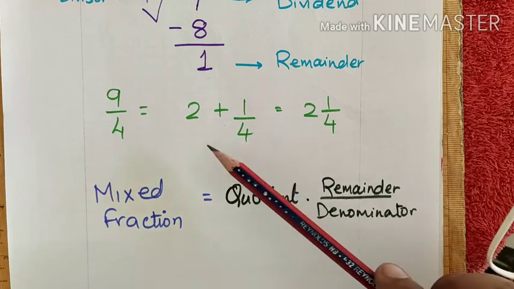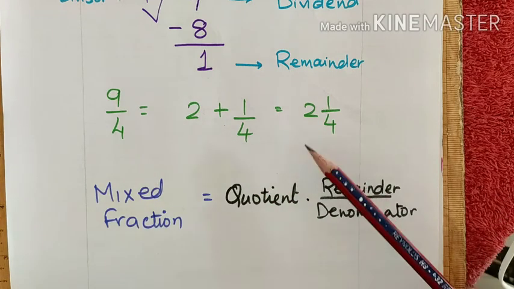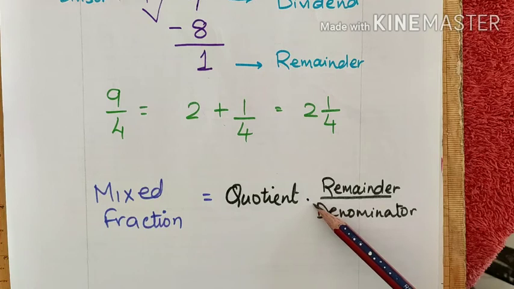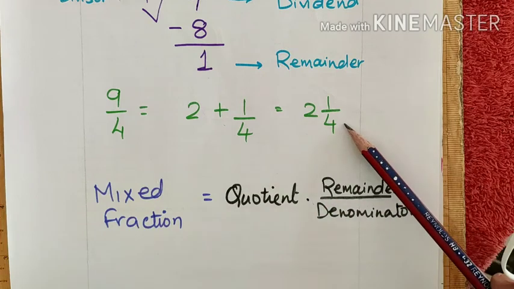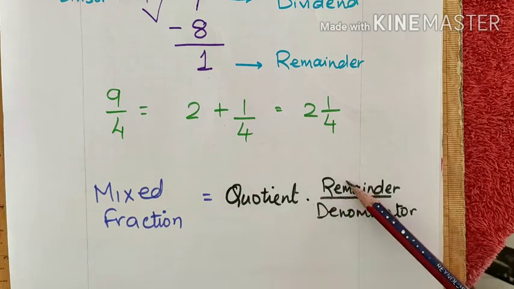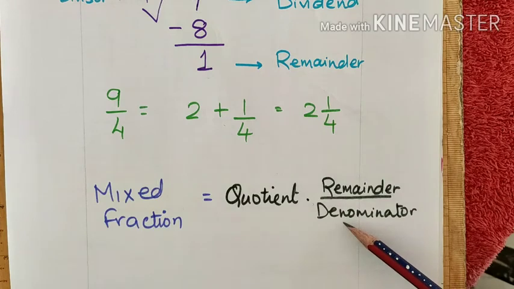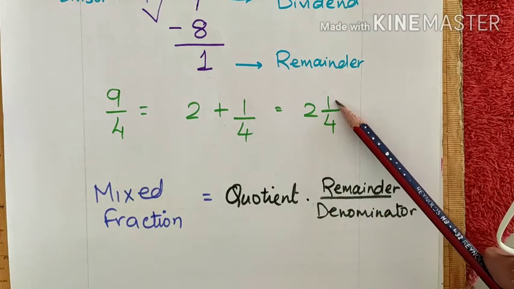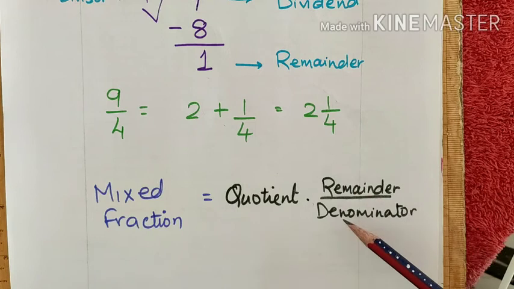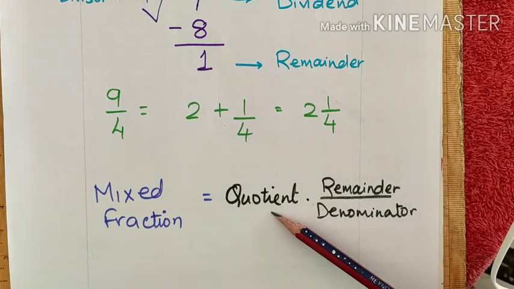As you can see, the quotient here for me was 2, multiplied by, in this step, the remainder upon the denominator. Yes, so the remainder was 1. 1 is the remainder here and 4 is the denominator. So what happens? The denominator is to be multiplied with the quotient.